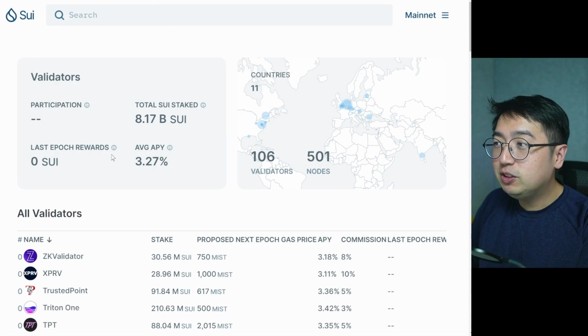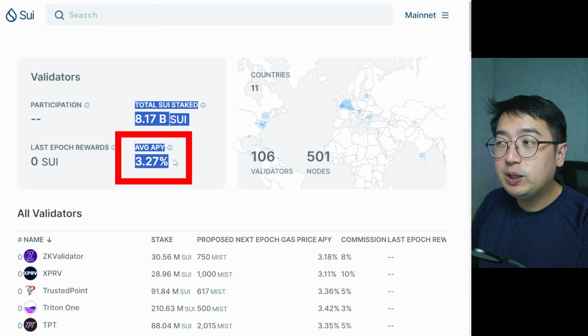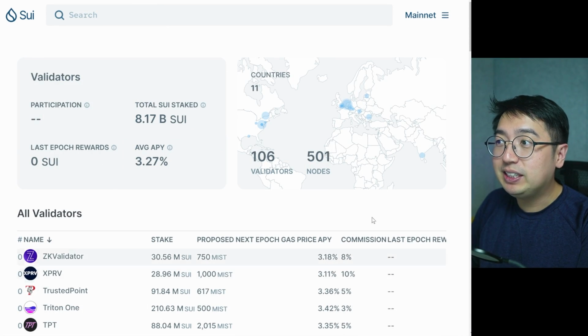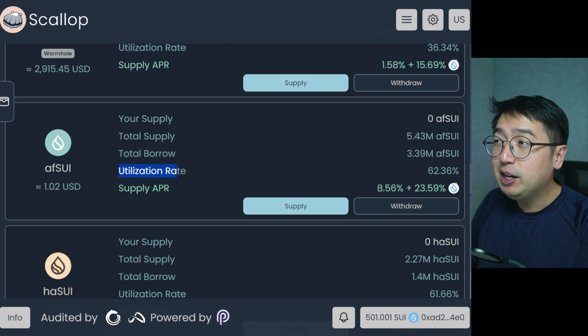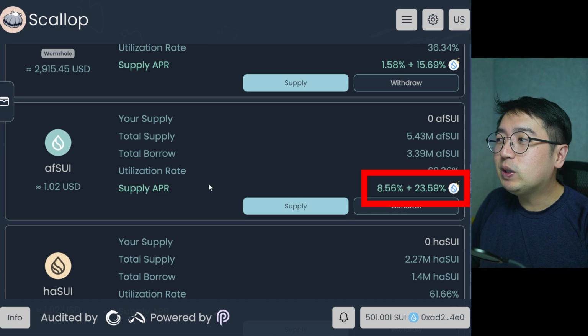Right now, if you stake your SUI, you could get about 3.27% on average when staking with a validator directly. But if you take on a little more risk and do a little more work, your rewards can be up to 32%. So in this video, I'm going to show you how to maximize your rewards by getting involved with liquid staking using the SUI wallet and with Aftermath Finance.